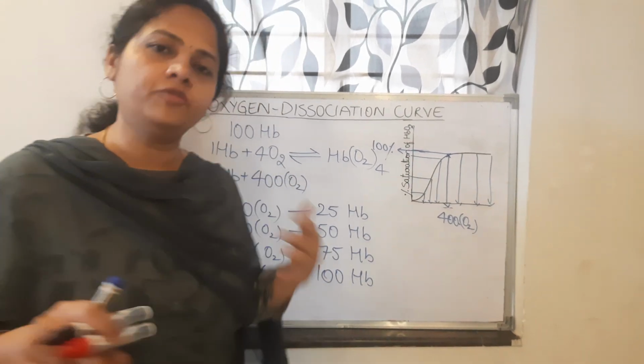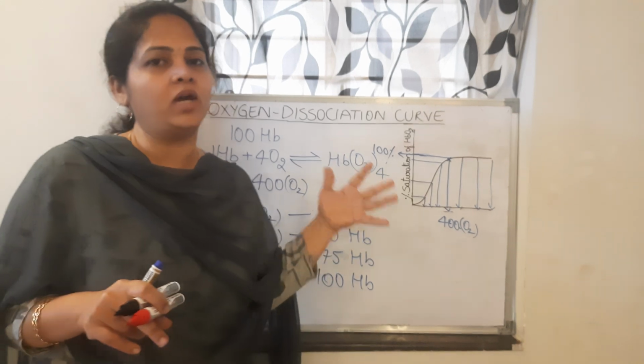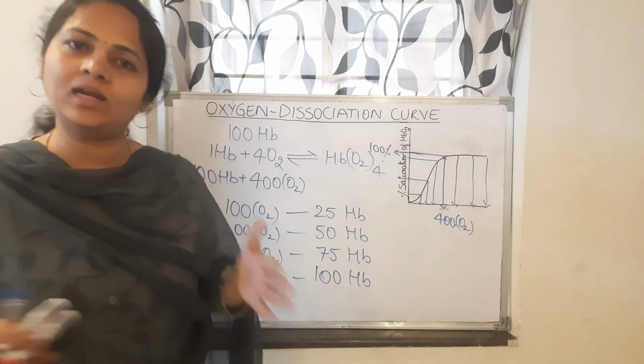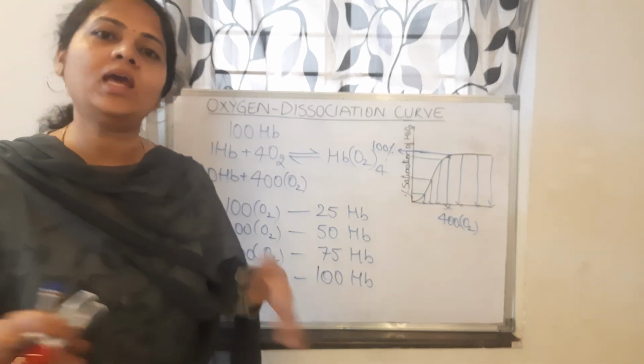Alright. So now, after we have come to understand why it is in sigmoid shape, we can easily go through all the conditions at the alveoli and tissue. So that we can discuss in another class.